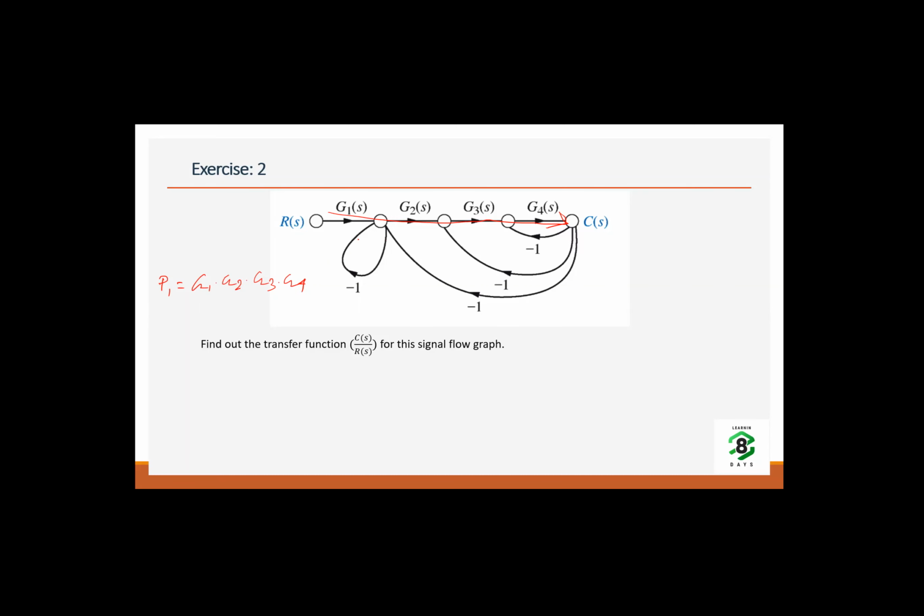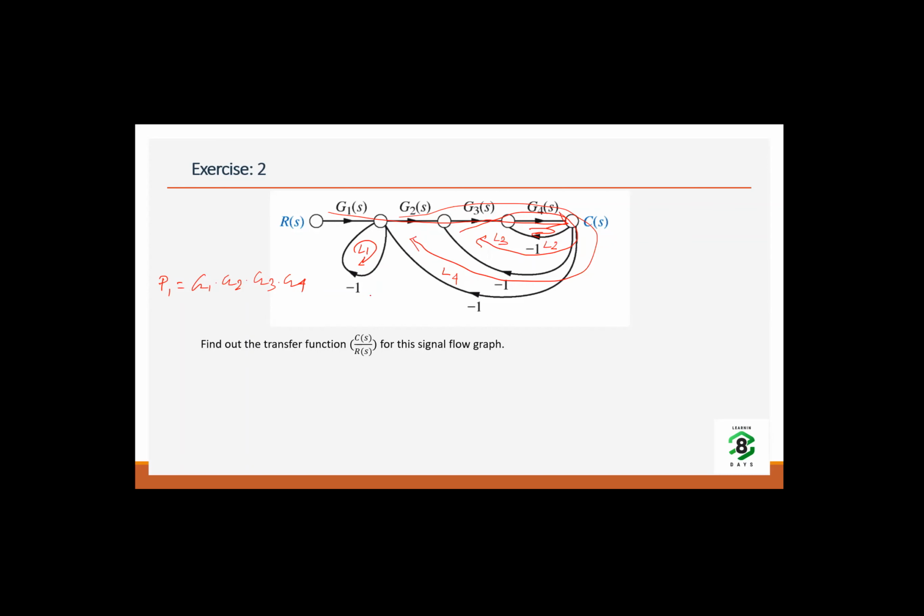Now I'll try to find out how many loops are there. We can see the loop. This is a loop which is starting from this point and coming back to it. I'll just mark it as loop 1. Then I have a loop over here, which I'll mark as loop 2, L2. Then I have another loop which is starting from here and coming back. This is L3. And then the final one is loop 4, which is starting from here. This is L4.